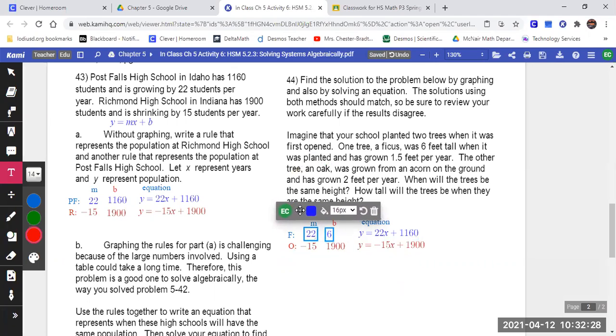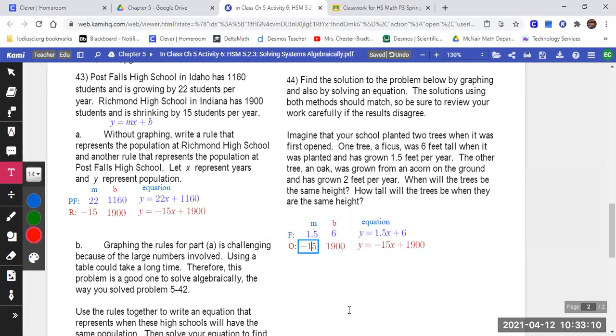But our B number, how much did it grow each year? Our start, 6 feet tall, is the B. I'm losing it, man. Sorry, you guys. This is the 6 feet tall. I was right. I second guessed myself. Okay, what's our growth? 1.5. So what's our equation going to look like? 1.5x plus the 6, right?